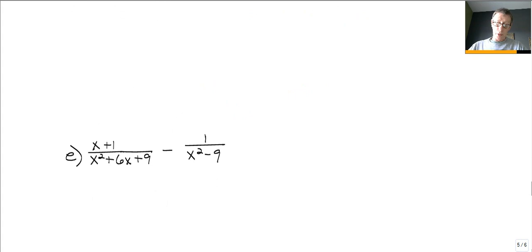Now let's work this one. So what I have here is we're going to need to factor it. And I need two numbers that add to 6, multiply to 9. That would be x plus 3 squared. My next term would be 1 all over... that's a difference of squares, x minus 3, x plus 3.